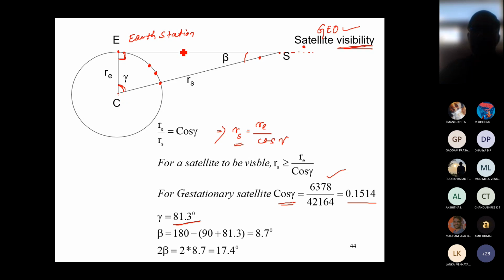And if you note here, the triangle we have considered is a right angle triangle. So from this we can find out the value of beta. So since it is a right angle, the gamma plus beta will be 90 degree, and we have obtained the value of gamma, which is 81.3 degree. So beta will be how much? 90 degree minus 81.3 degree, which will be 8.7 degree. So this will be the approximate value of beta.